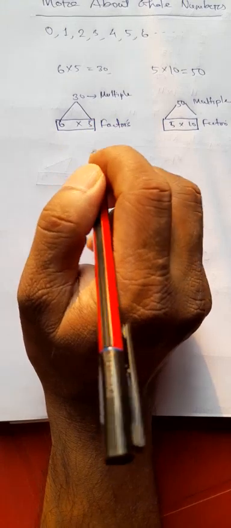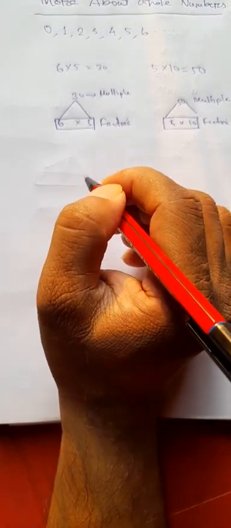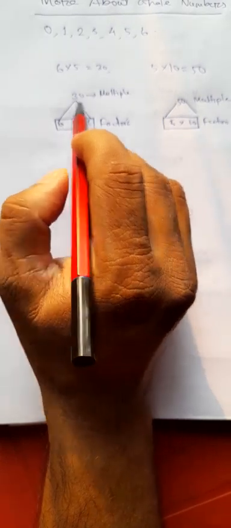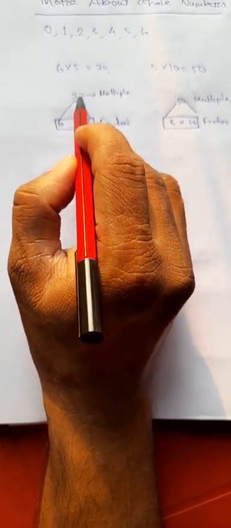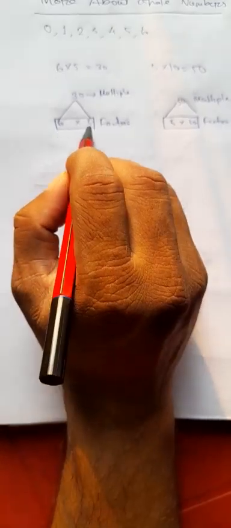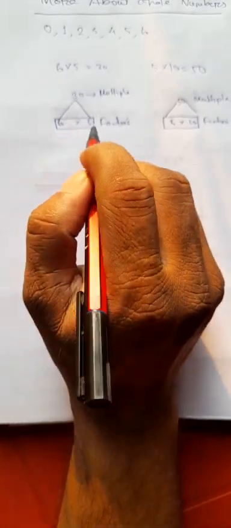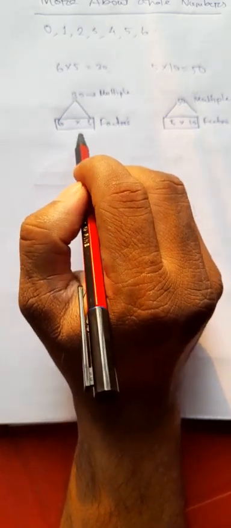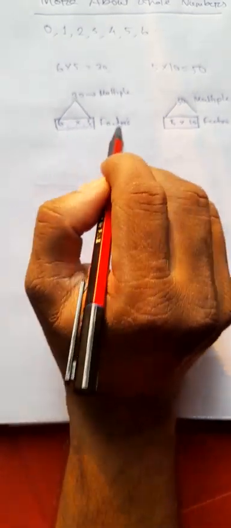So the product of any two whole numbers is called a multiple of the numbers. The product of two whole numbers is 30. 30 is the multiple of 6 and 5, and 6 and 5 are factors of 30. The product of any two whole numbers is called a multiple of the numbers, and the numbers multiplied are called factors of the number.